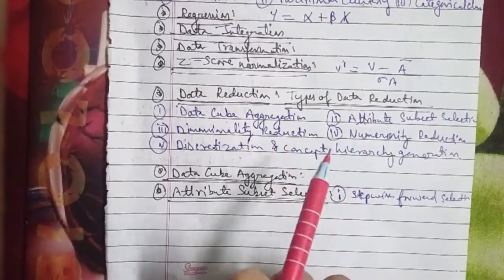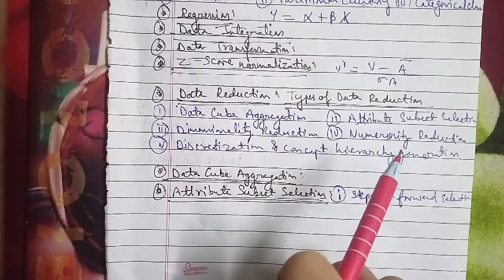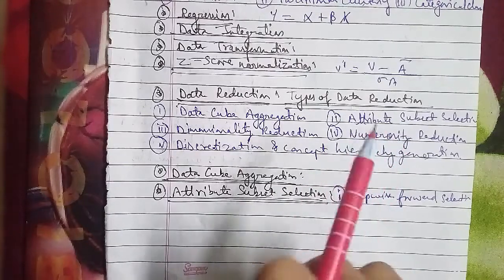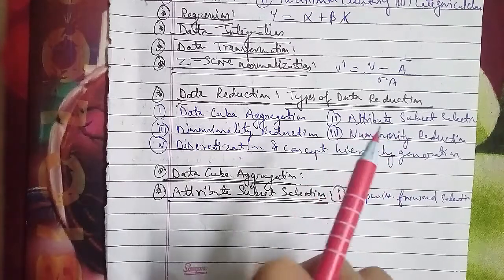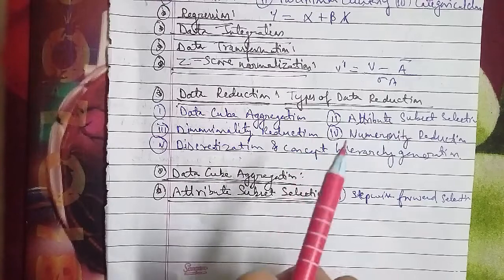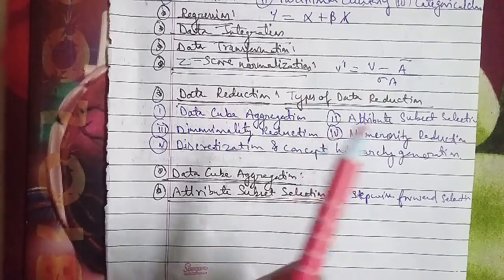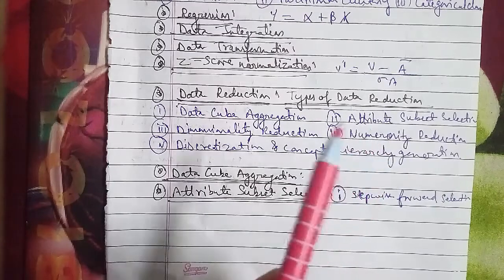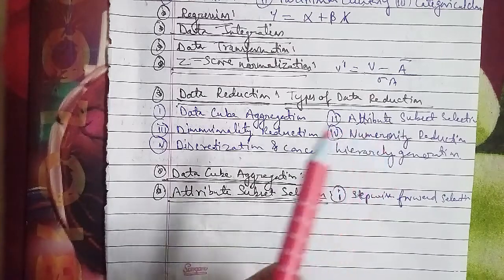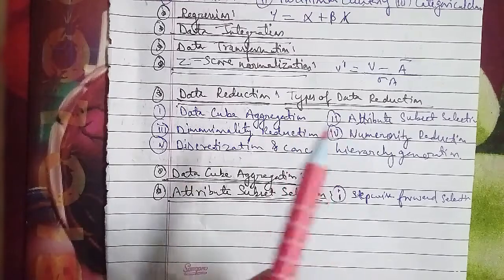stepwise backward elimination. In stepwise backward elimination, this procedure starts with a full set of attributes, and at each step it removes the worst attribute that is remaining in the set.